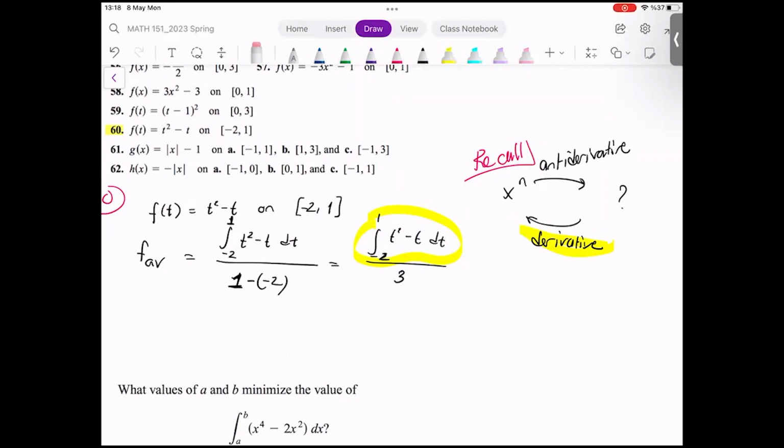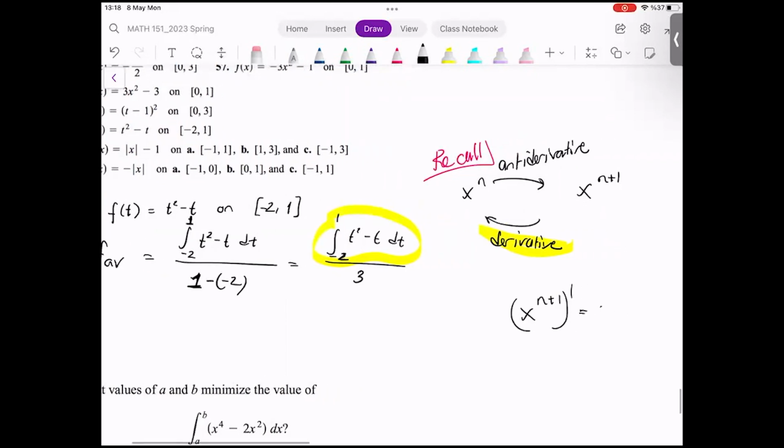First of all, since we are subtracting 1 from the power while taking the derivative, I should start by writing x to the power n plus 1, right? Why do I write it like that? Because if I take the derivative of x to the power n plus 1, the n plus 1 will come down, and then you subtract 1 from the power to obtain x to the power n. But what about this extra coefficient now? I need to get rid of it. How can I get rid of it? Of course, by putting 1 over that coefficient in front, right?